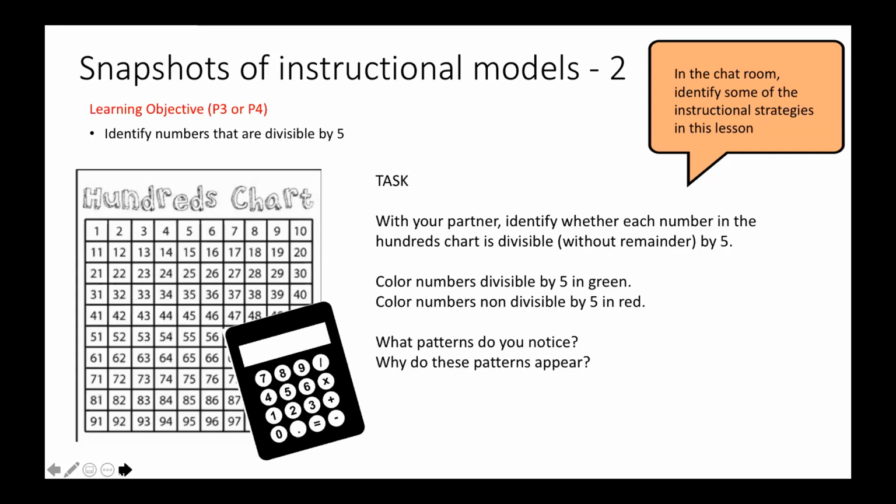So in this lesson, children have a calculator. If it was a low resource country, I would do it without a calculator. What I want them to do is color with a partner, color the numbers that are divisible by 5 in green and the numbers that are not divisible by 5 in red. Once they have worked through that, I'm going to have a discussion with the entire class about what patterns did you notice? Why do these patterns appear? And how might knowing these patterns be useful in the future?